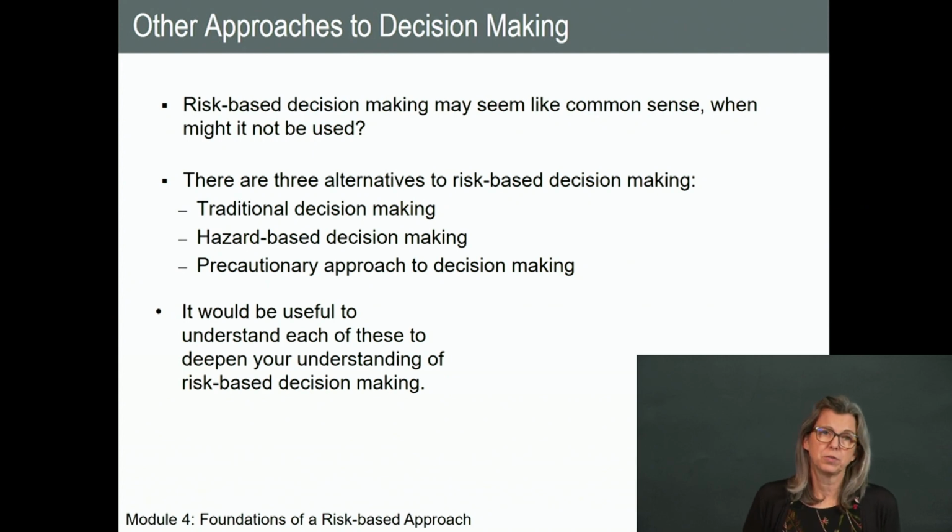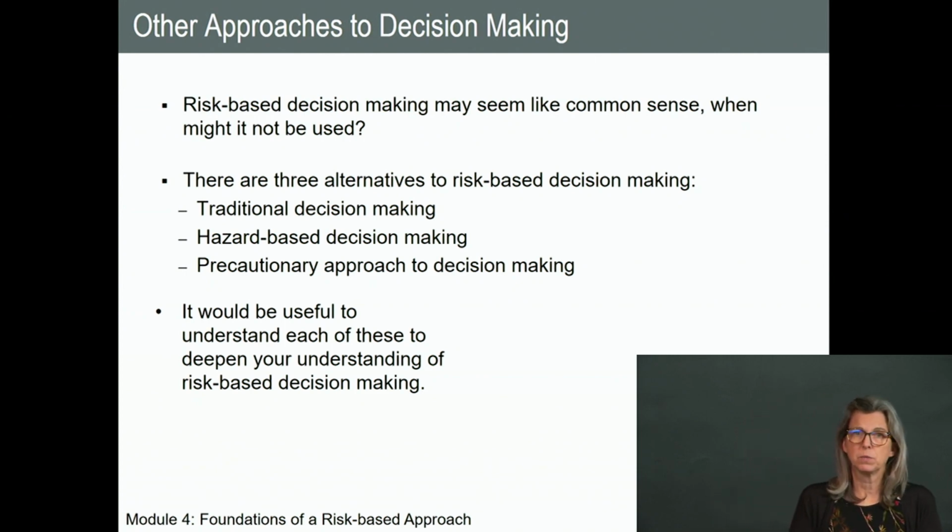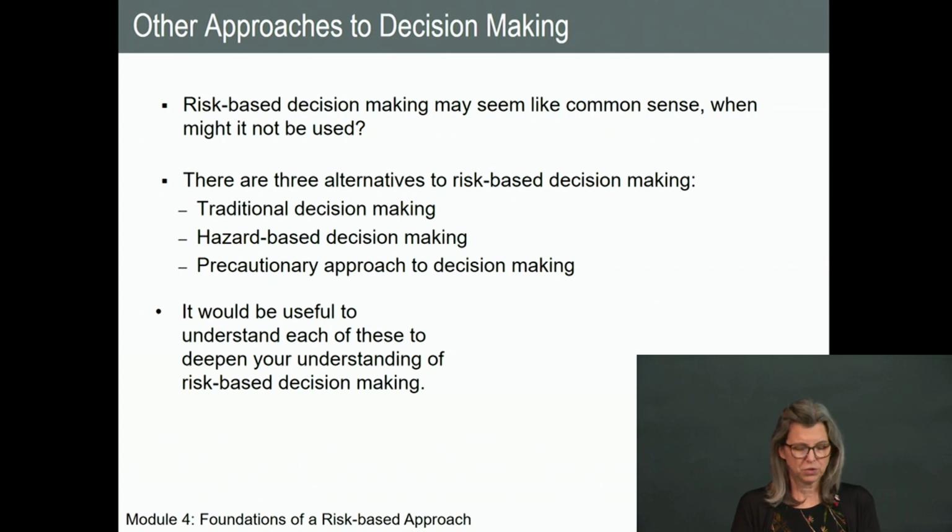So there are a few other approaches to decision making that I wanted to share with you, again, to illustrate exactly what is meant by risk-based decision making. It might seem like common sense that everyone would use this, but there are cases in which maybe it's not being used. So there are three alternatives, official alternatives to risk-based decision making. The one I just showed you is more just an omission of risk information. But there's traditional decision making, there's hazard-based, and then there's the precautionary approach. So I'll go through examples of each of those just to help you see how those relate to each other and how they relate to risk-based decision making.